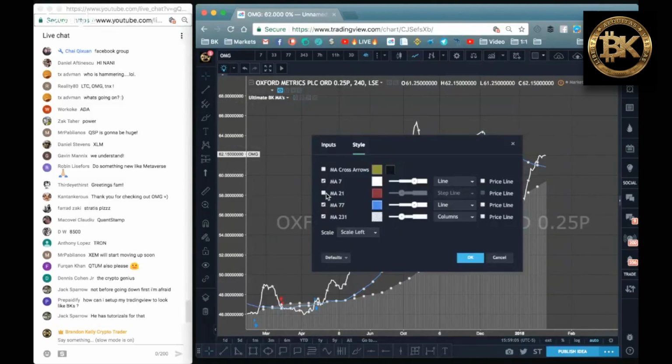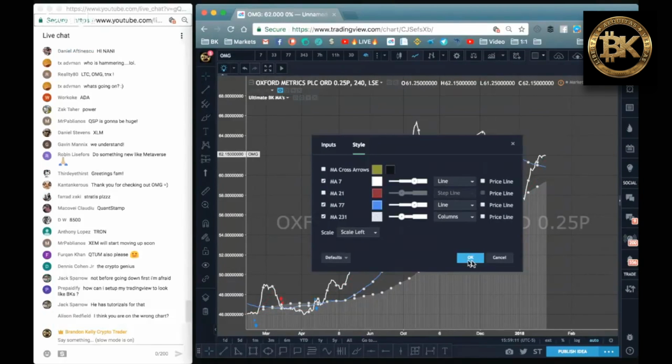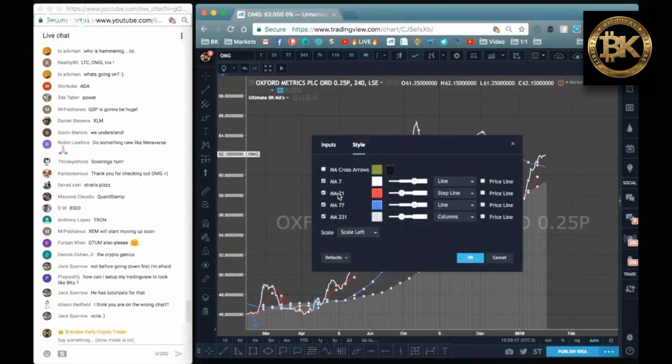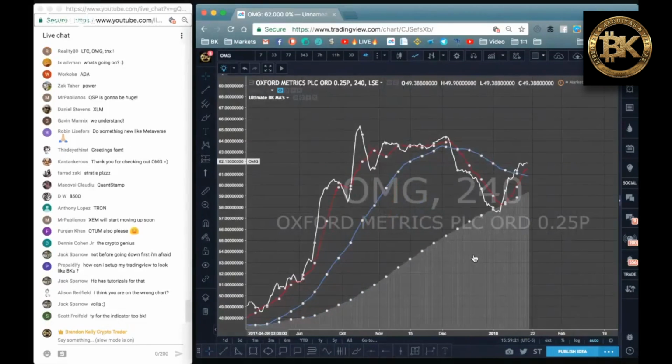Sometimes we use the 21 if we want to look inside of like 2 weeks, but because we're just looking at a general trend, we can just use the 7, 77, and 231. The 21 is really just used for inside 2 weeks. That's when it becomes useful, with 2 weeks worth of data or on a quicker scale.